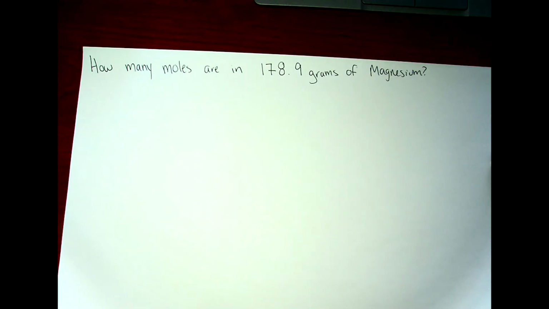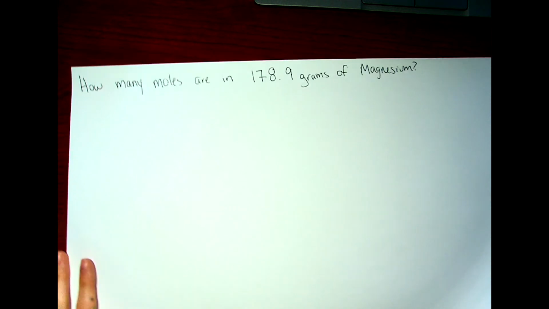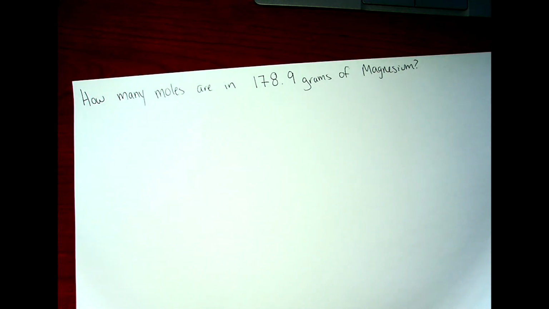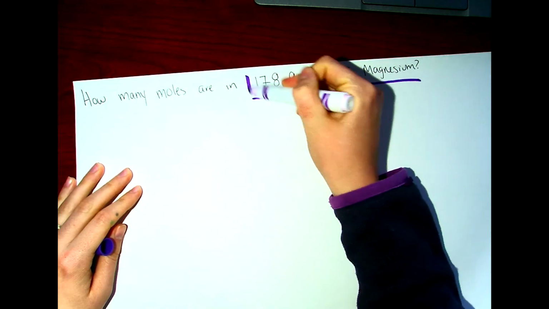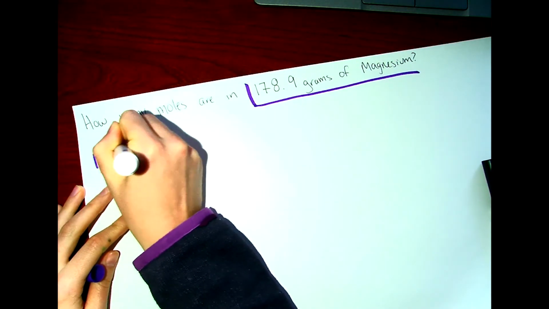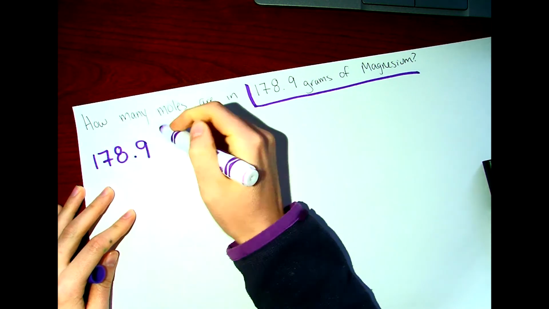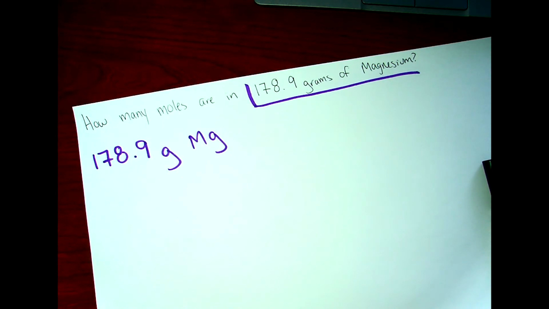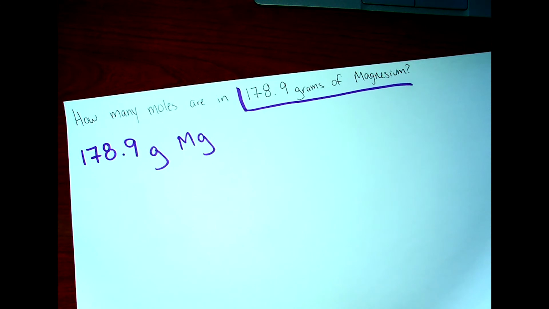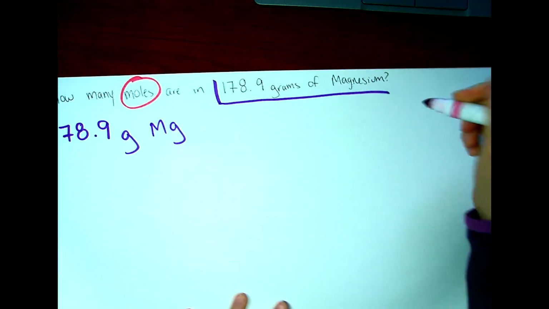For this next one, let's look at how many moles are in a 178.9 gram sample of magnesium. So first we'll find our given. That's the information that the problem has given us. And it says we've got 178.9, that's grams of magnesium. All right, so then we'll read the problem again and find out what we're asking for. So it says how many moles are in. So we are looking for moles. That's where we're trying to end up.